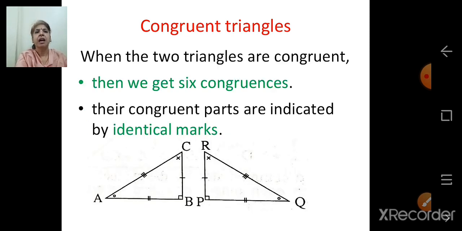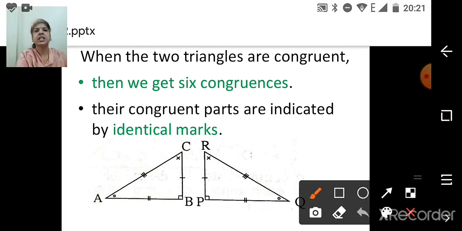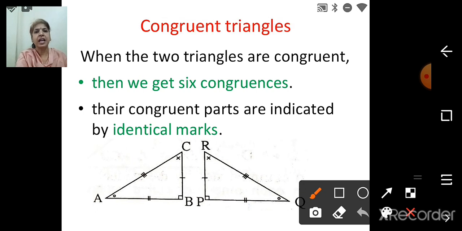Now here, when the two triangles are congruent, then we get 6 congruences. Now which are the 6 congruences? The 6 congruences are 3 angles of one triangle should be congruent with the 3 angles of the other triangle, and also 3 sides of one triangle should be congruent with the corresponding 3 sides of the other triangle. So 3 sides, 3 angles, we get 6 congruences. So when the two triangles are congruent, we get 6 congruences.